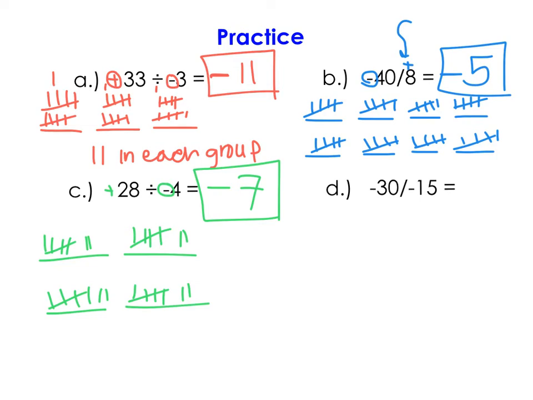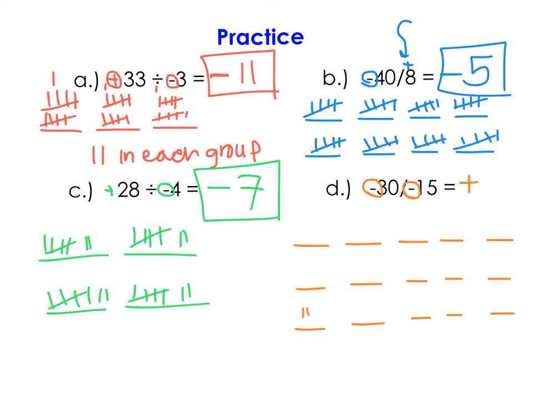And then last but not least here, I have negative 30 divided by negative 15. So I have a negative divided by a negative. So two numbers with the same sign will result in a positive division problem. And here you can draw out the 15 groups if you want. So you'd have 1, 2, 3, 4, 5, 6, 7, 8, 9, 10, 11, 12, 13, 14, 15.